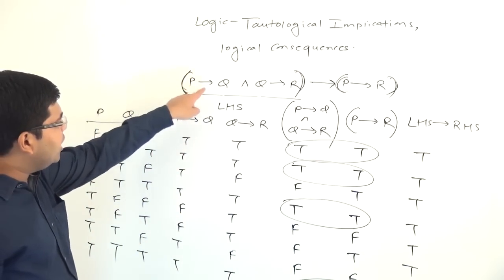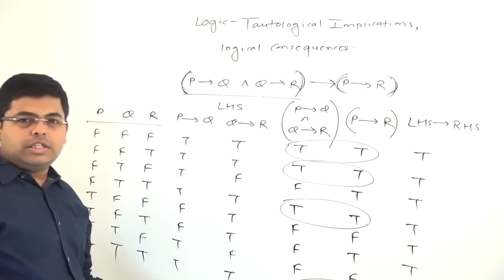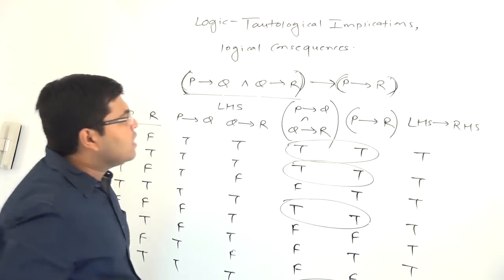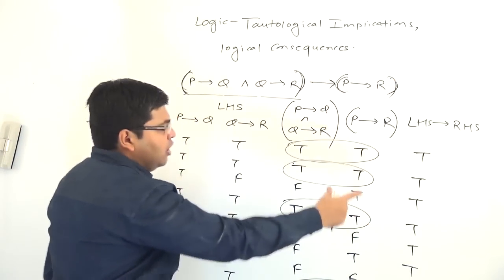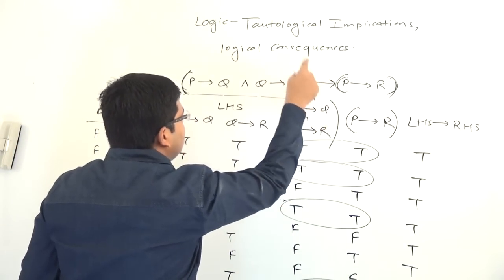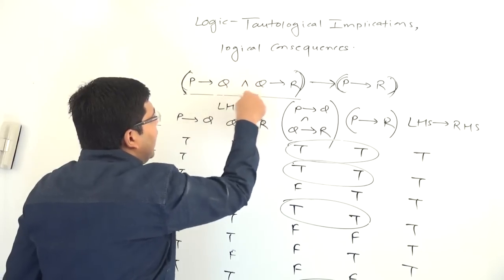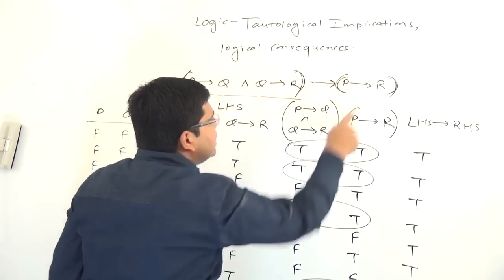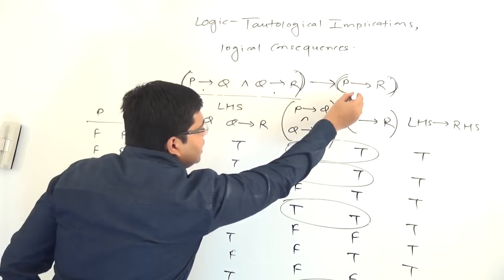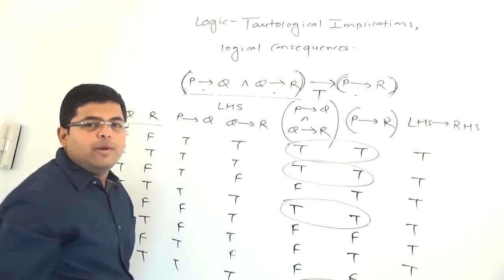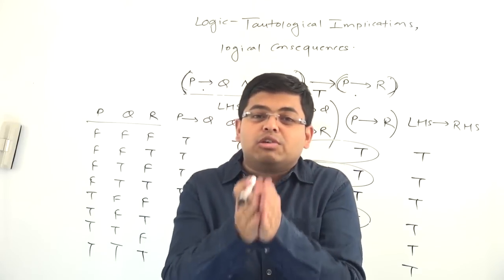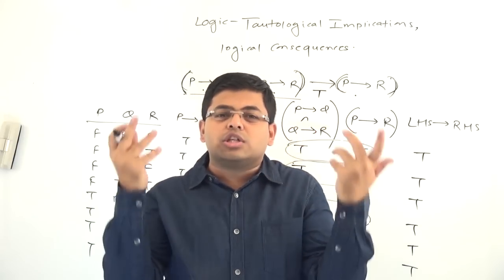The implication P implies Q is a contingency. The implication Q implies R is also a contingency. The implication P implies R is also a contingency. But the final implication, the implication (P implies Q and Q implies R) implies (P implies R), is a tautology. So this is a contingency, this is a contingency, this is a contingency, but this implication is a tautology. And very simply, an implication which is a tautology will be called a tautological implication.